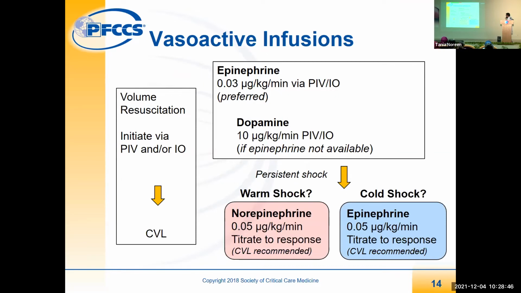Now, vasoactive agents. For the peripheral line, we can use small dosages of epinephrine. Generally, it is safe. Dopamine is the alternative if epinephrine is not available, and it can be used through the intraosseous line as well. If the shock is persistent warm shock, use norepinephrine. If the patient is not improving with small dosages and we need to increase the dose, we need a central line. For cold shock, epinephrine is a better choice.